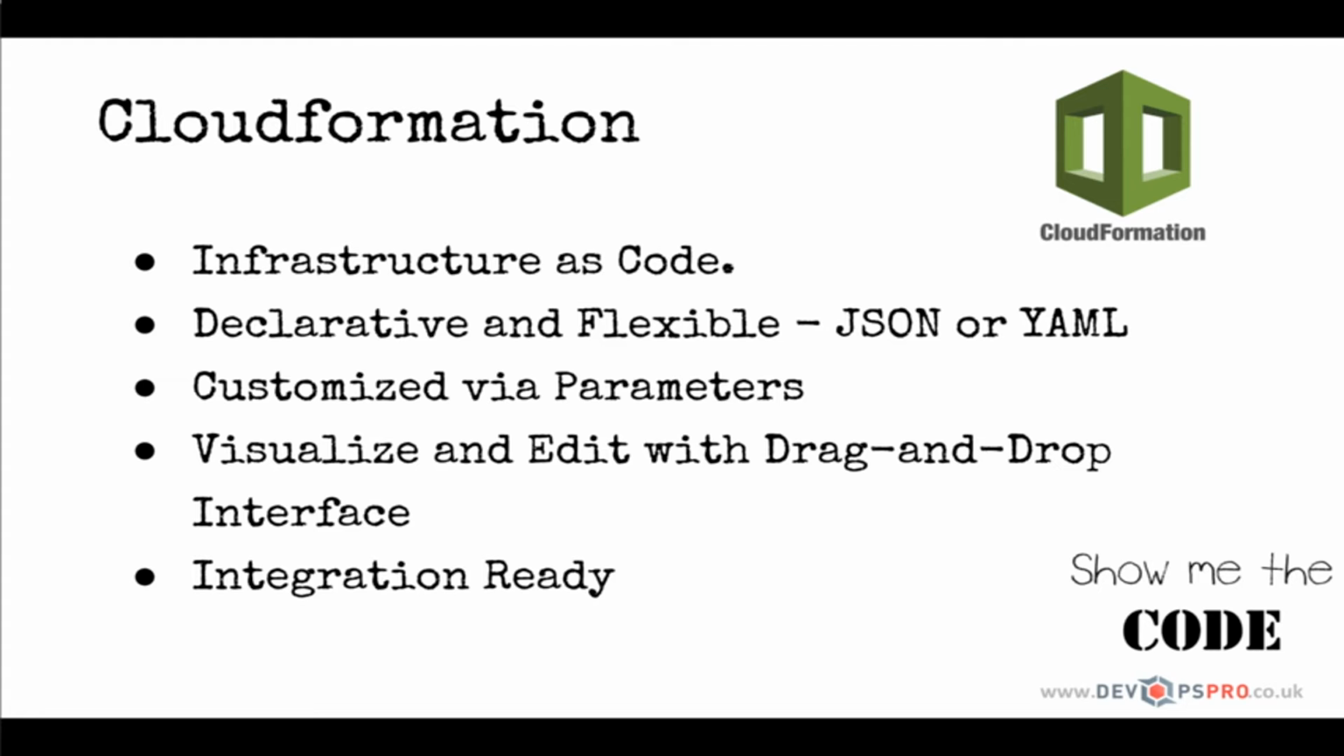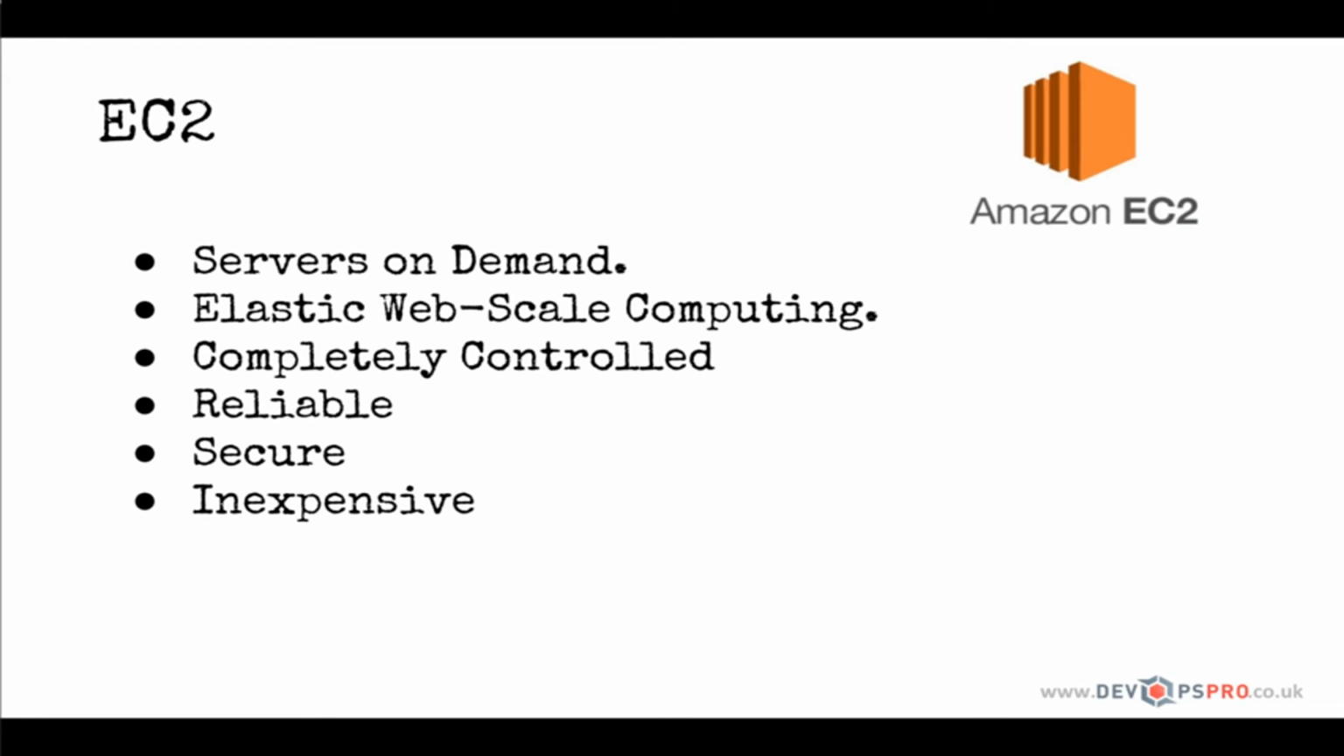So after talking about CloudFormation, I'm going to talk about EC2. EC2 is a core service in AWS. It's the service that allows you to have servers, basically. Servers on demand. It has a lot of features inside of it. It has a lot of abilities that it gives you, and I'm gonna talk about them a bit later. But just to understand, EC2 is servers on demand.